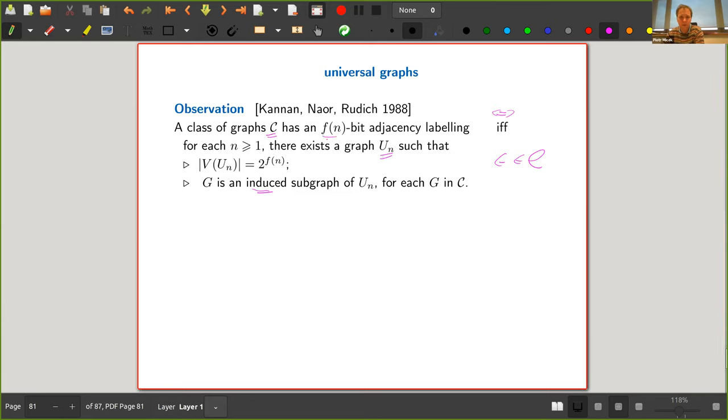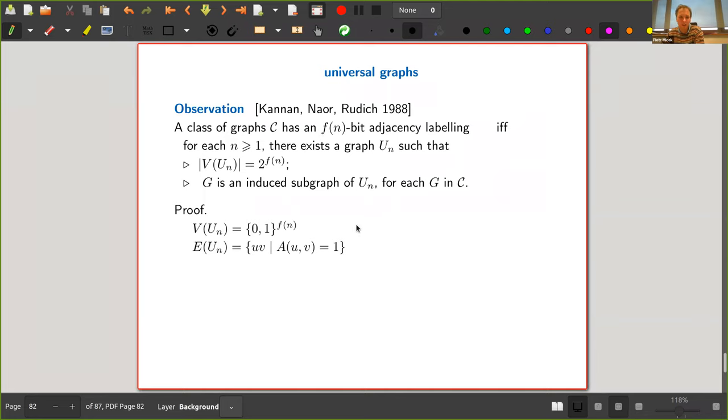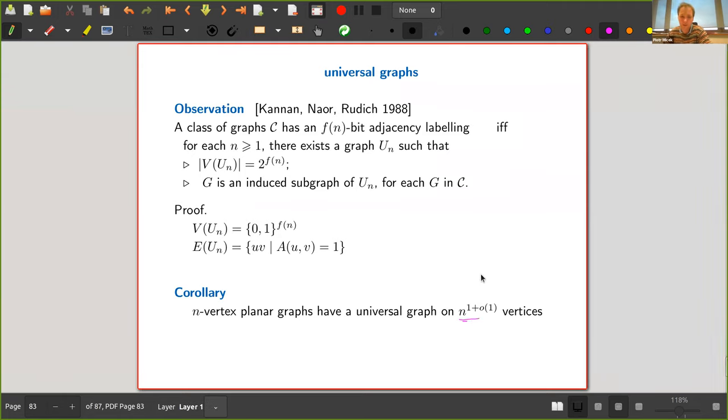If you have an f(n)-bit adjacency labeling scheme, you get universal graphs of size 2 to the f(n), which immediately, here is a quick proof, let me skip it, which immediately says that planar graphs have universal graphs of this size. So the one comes from the one in front of the logarithm. Yeah, so before the 4/3 was in front of the logarithm, so you had n to the 4/3 vertices. Now we have close to linear number of vertices, which is a bit weird actually, right?